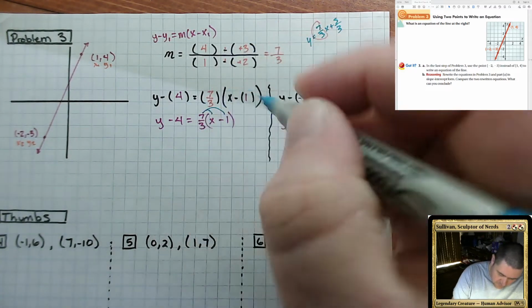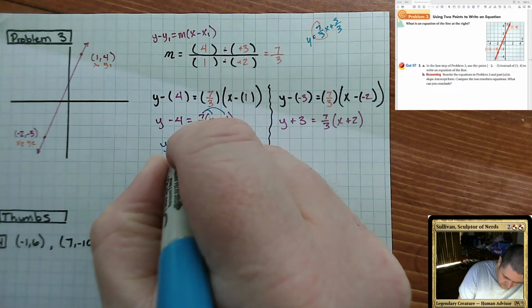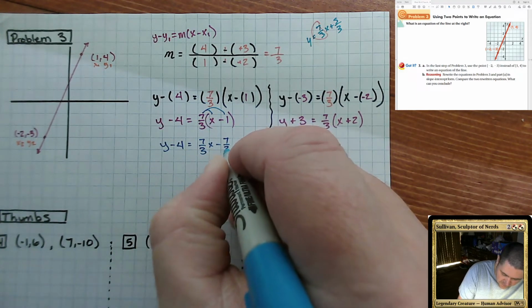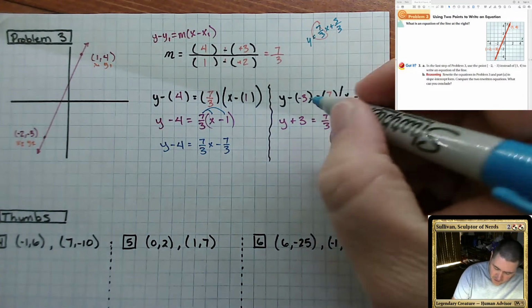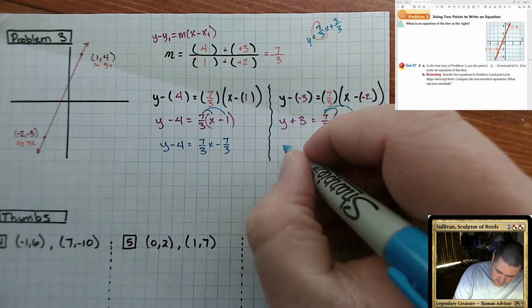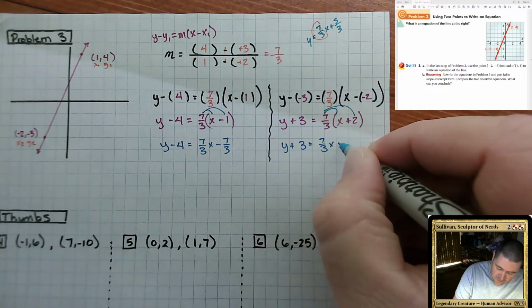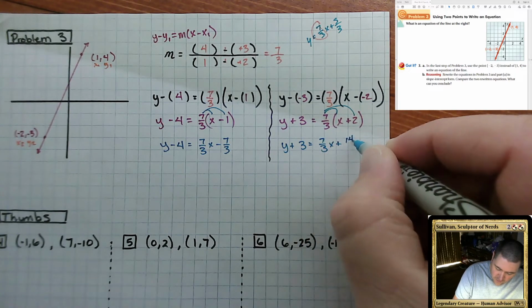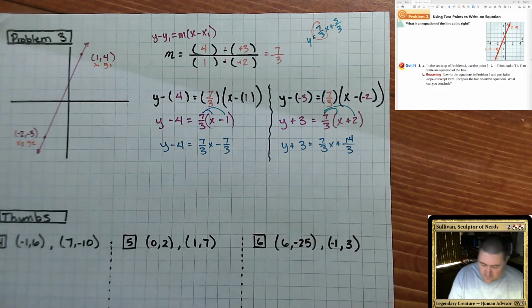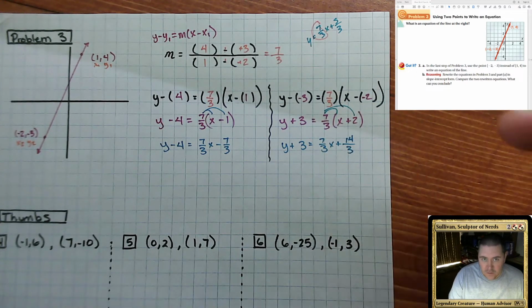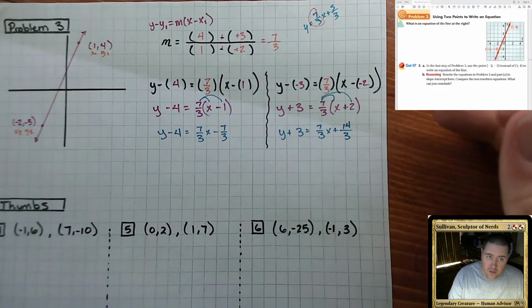See, if I distribute, I get 7/3 x minus 7/3. If I distribute, I get 7/3 x plus 14/3. Again, if you have to use a calculator, use a calculator, but y'all better know how to do fractions by now.